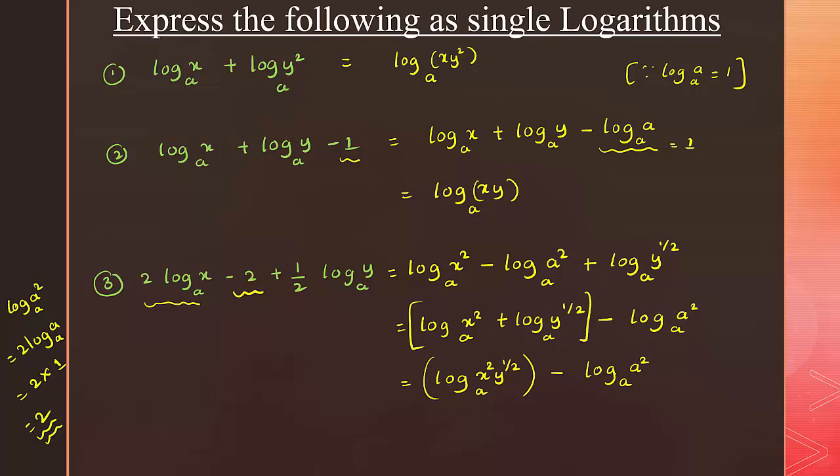So now we can apply the second rule, that is the subtractive identity. This is the subtraction form. So I can write in ratio form using the second rule, log, here I am going to write x square root y divided by a square to the base a. Here this is according to the second rule. So this is in the subtractive form. So I converted it into a ratio. So now this is a single logarithmic form.